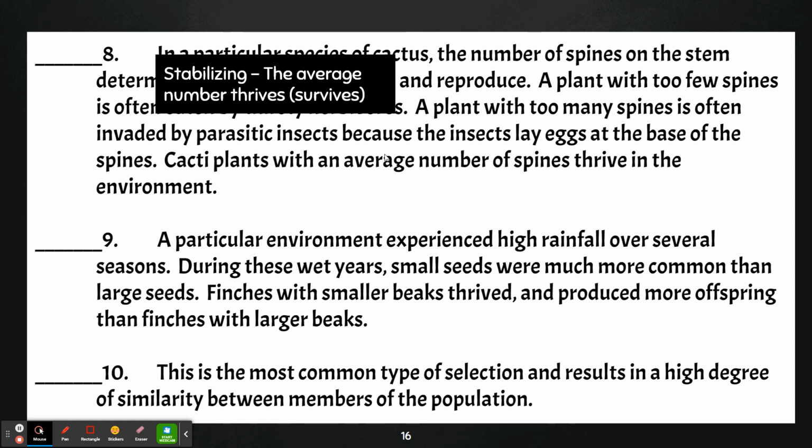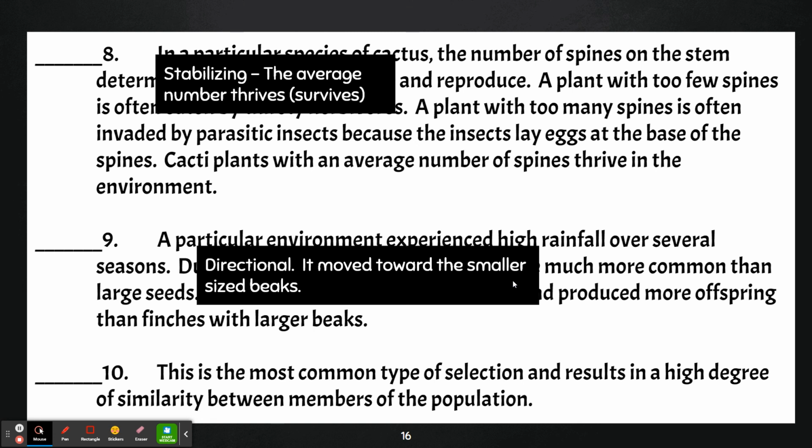The average survives. In number 9, we have an environment that has high rainfall that makes these small seeds more common. Well, if you have a smaller beak, you're able to eat those small seeds. So we're looking at the beak size from small, medium to large. And the smaller beaks are better, and that is one extreme. And so the graph will shift towards the smaller beaks, and that is directional.